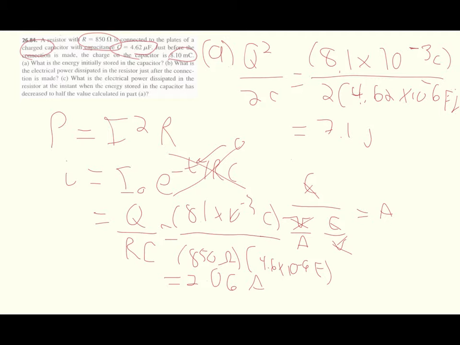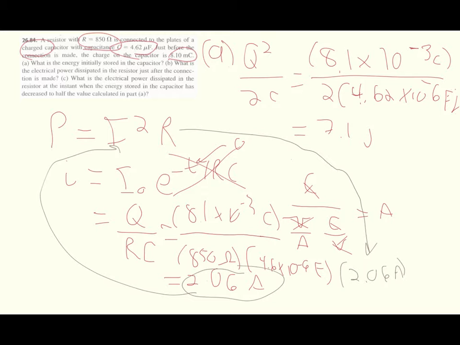So now I know the current, which means I can put it back up in this equation over here. I'm going to bring this stuff all the way up here, and I'm going to solve that. So it's going to be 2.06 amps squared times 850 ohms. If we multiply all that together, we get 3,616 watts.